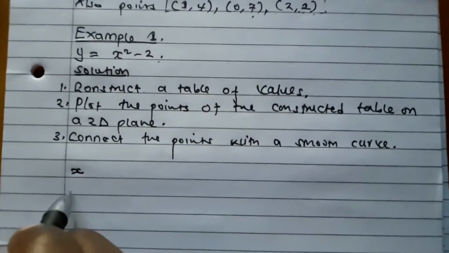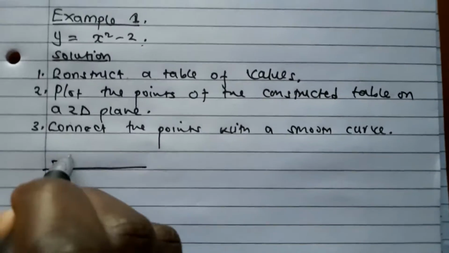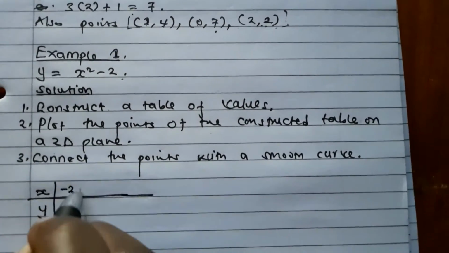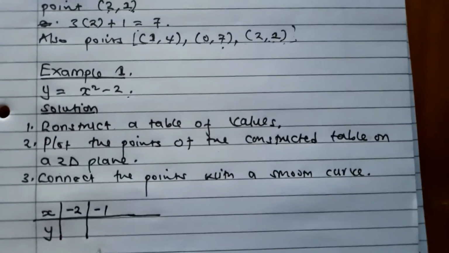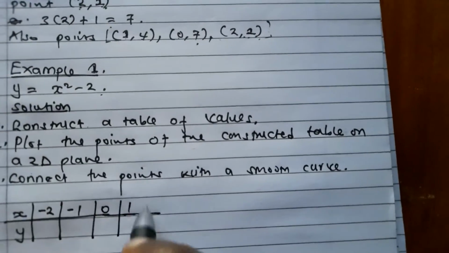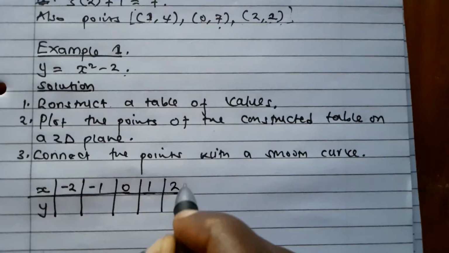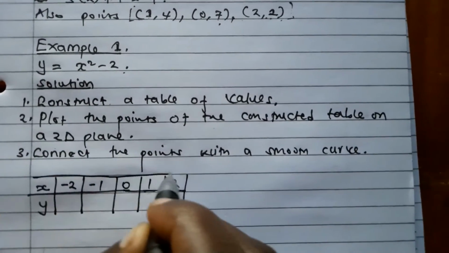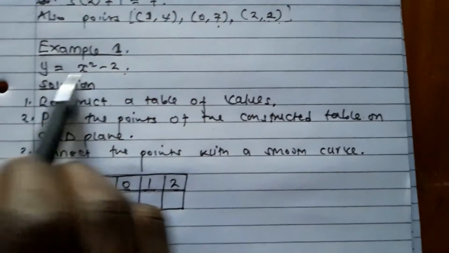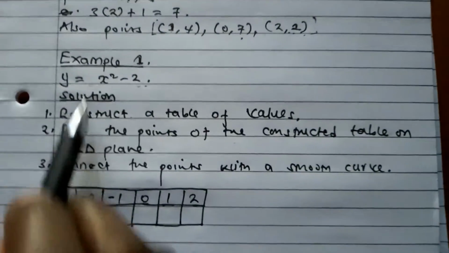So I have the x values and the y values like that. Suppose I set x to be -2, x to be -1, x to be 0, x to be 1, and x to be 2. What are the corresponding y values based on the equation?